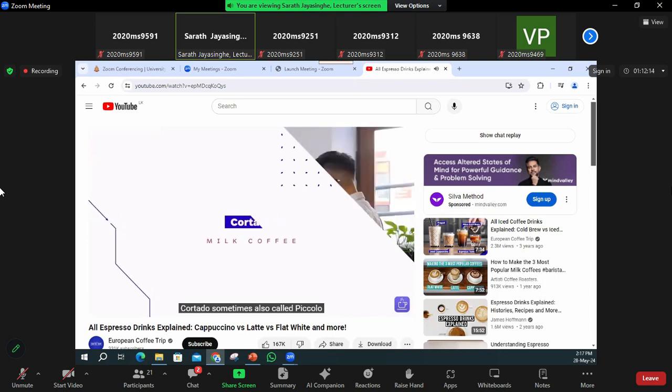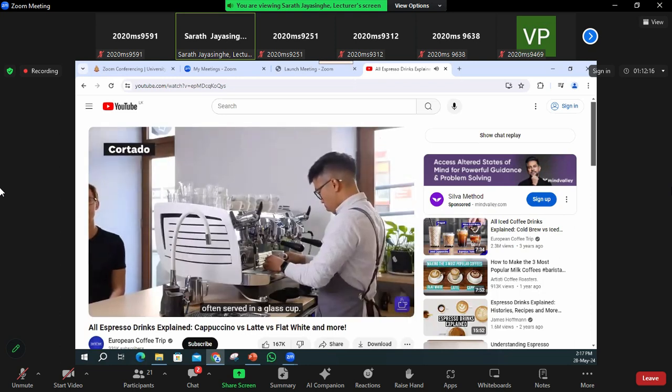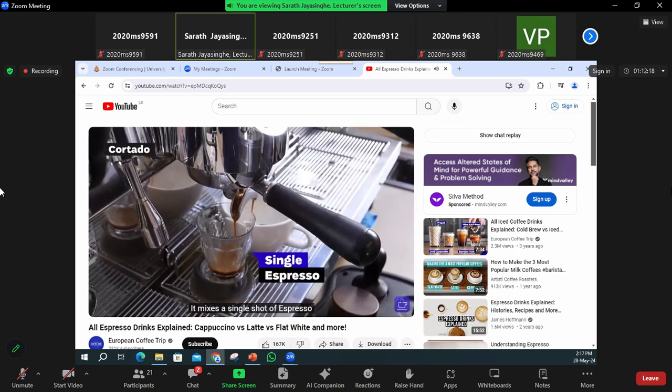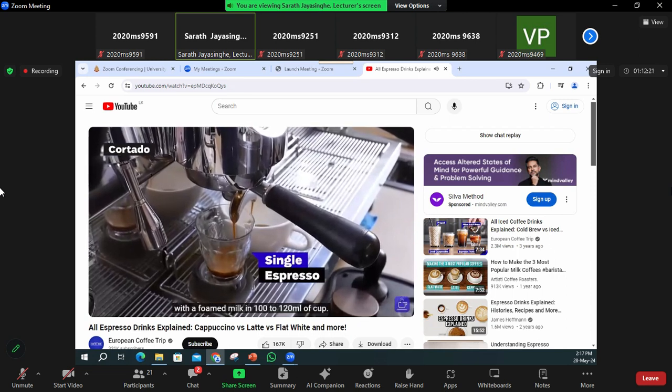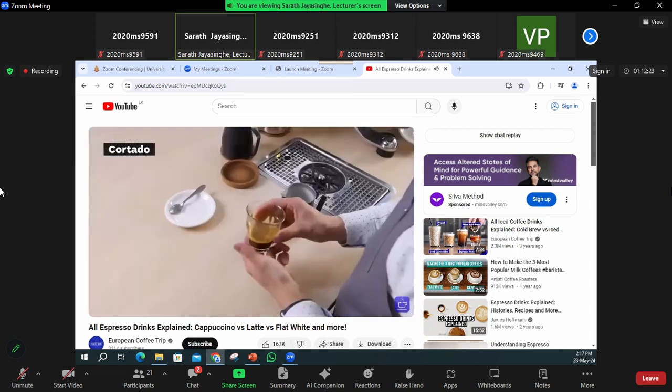Cortado, sometimes also called piccolo, is a small milk espresso drink often served in a glass cup. It mixes a single shot of espresso with foam milk in a 100 to 120 milliliter cup.